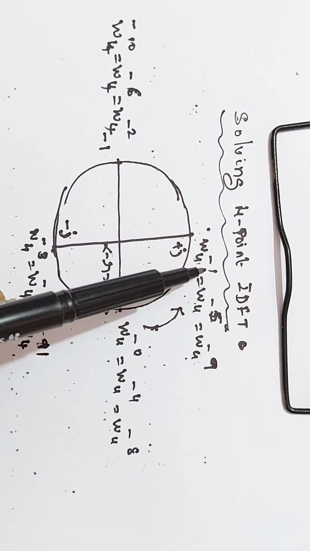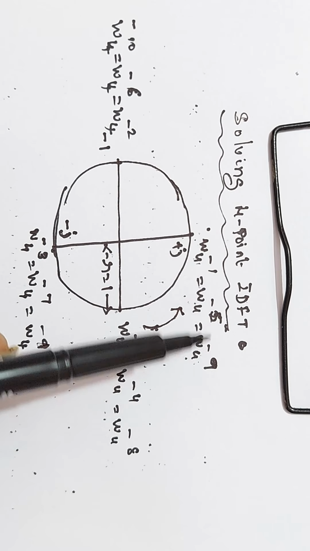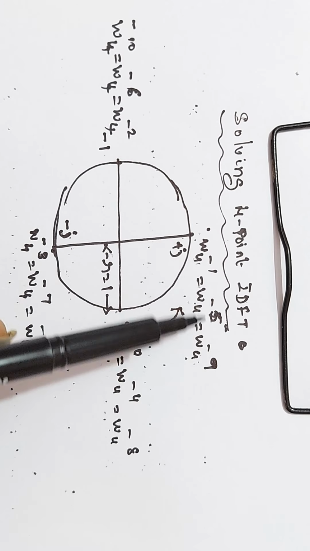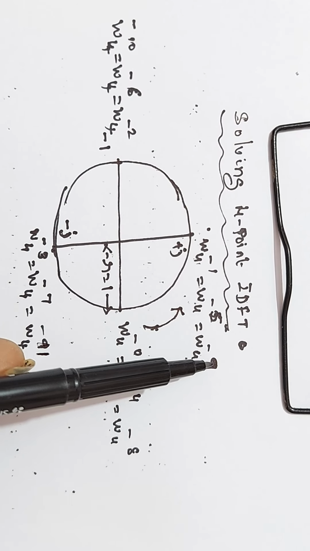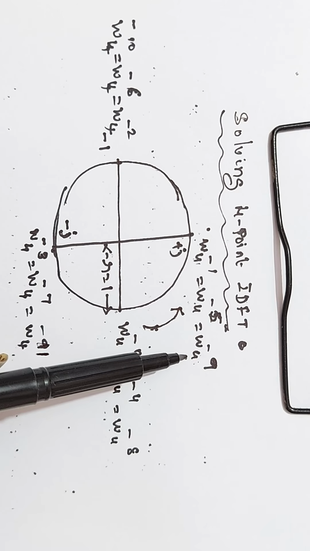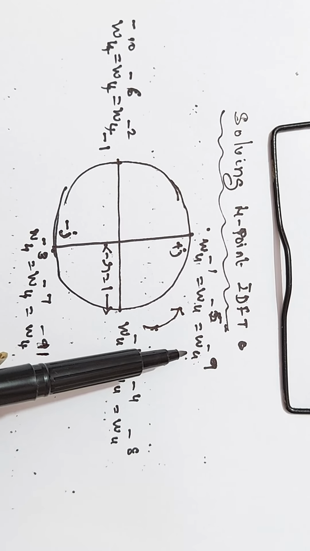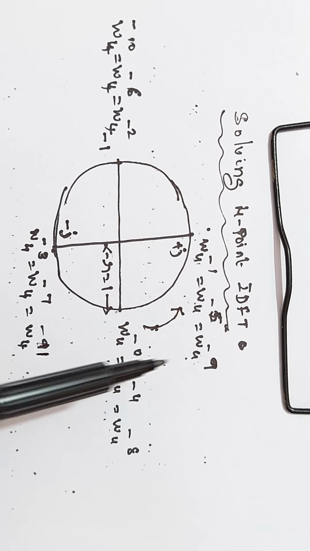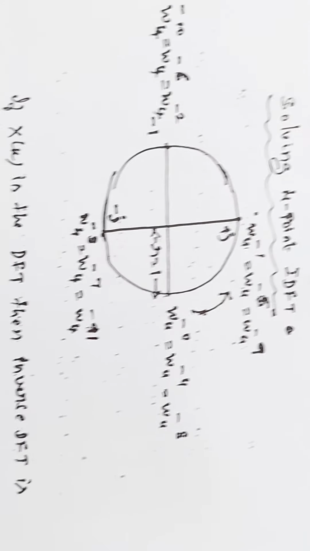Higher samples can be reduced to lower samples, which are equivalent. How? By subtracting the indices minus the given N-point DFT. Indices minus the 4-point DFT here. Okay. Now what is IDFT?